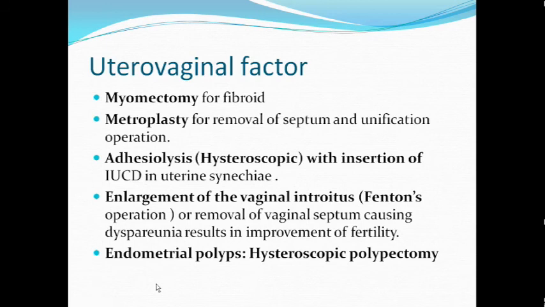If you find uterovaginal factor, if you find a fibroid, go for myomectomy. If you find a congenitally malformed uterus, then go for metroplasty or different unification operations. If you find Asherman syndrome, you can go for hysteroscopic adhesiolysis with insertion of IUCD. If there is a septum in the vagina or a small vaginal introitus, you should go for enlargement of the vaginal introitus by Fenton's operation. If there is an endometrial polyp, go for hysteroscopic polypectomy.